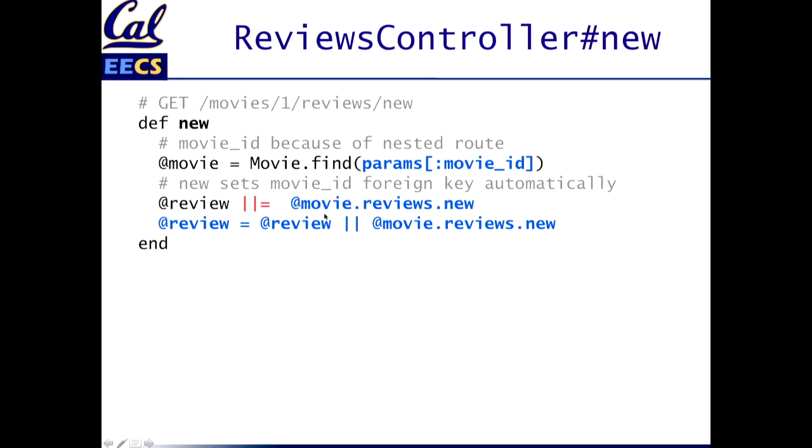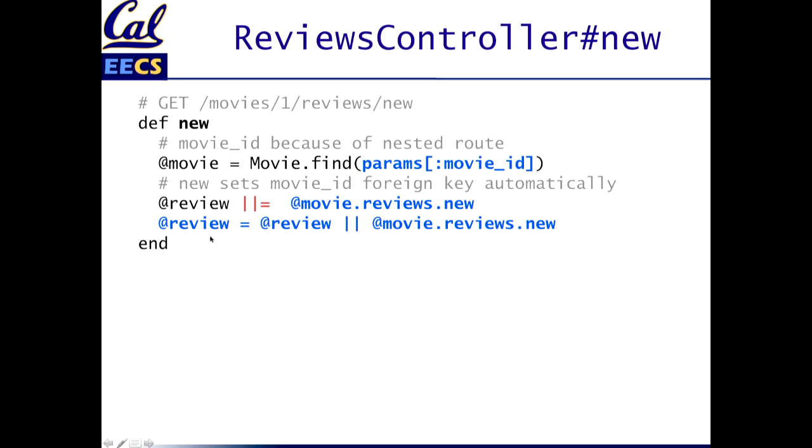We used double equals or double pipe equals, so that if there was already a value for this instance variable, we wouldn't override it. So we're just using the same trick here. There's nothing specific about associations to the fact that we're reusing the same trick. But the main thing is that we've captured both the value of movie and the value of review so that they can be incorporated into that form.